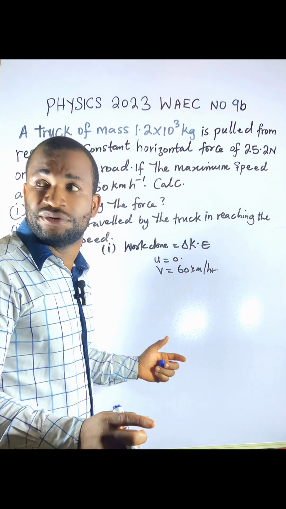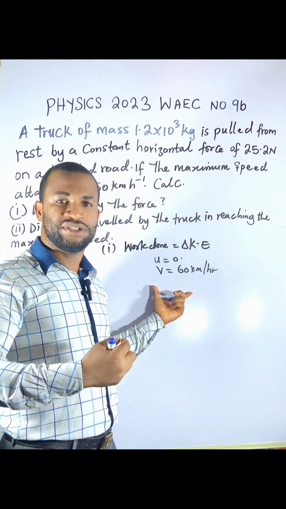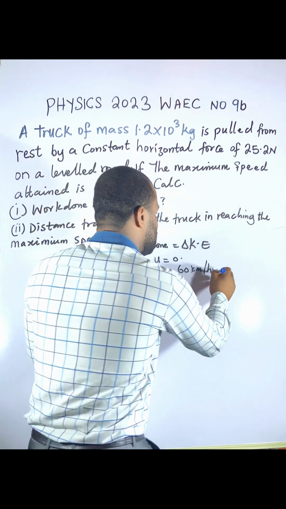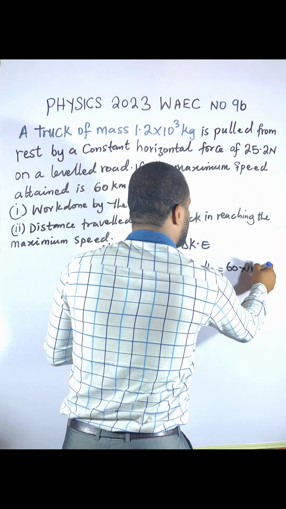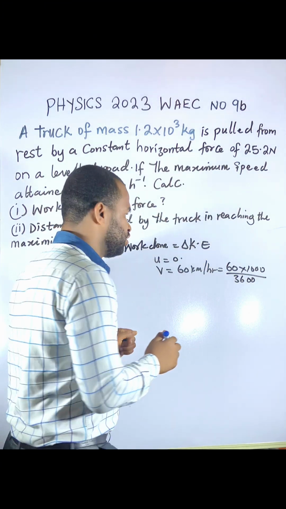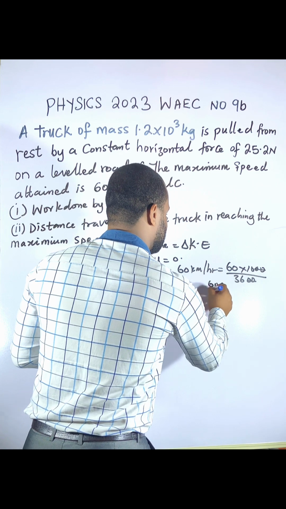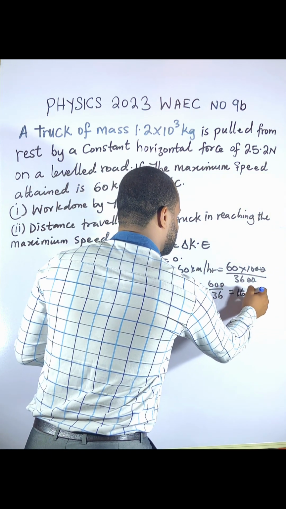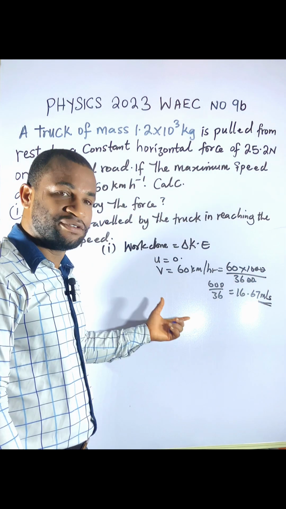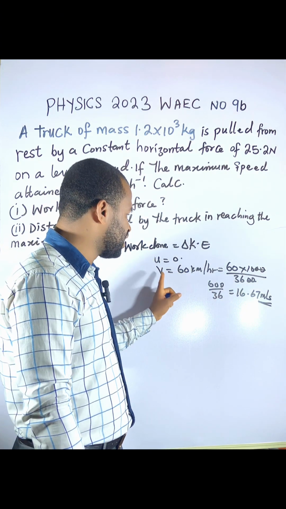Now it is very noble for us to do the conversion from kilometer per hour to meters per second. How do we do it? Simple. We are going to say 60 times 1000 divided by 3600. If you do that, when these two zeros cancel these two zeros, we now have 600 divided by 36, which is going to give me 16.67 meters per second. So this is the value of the final velocity.